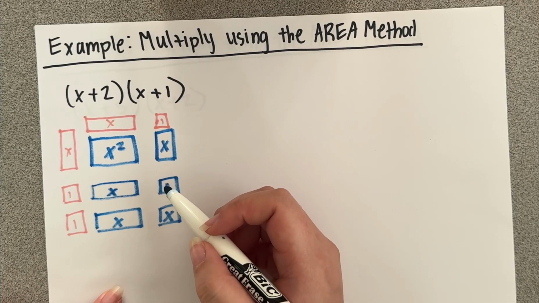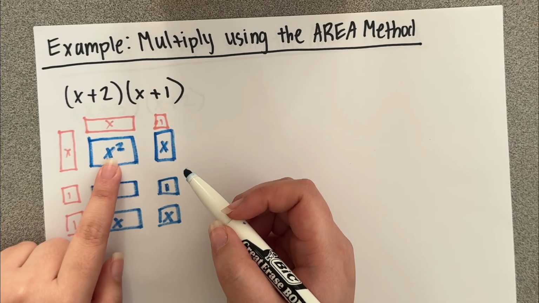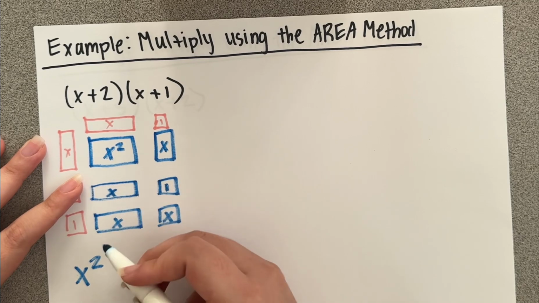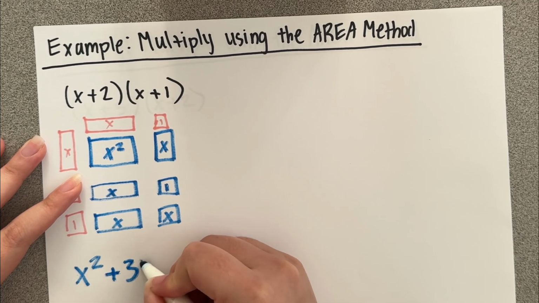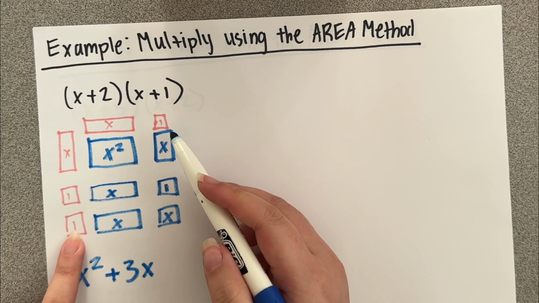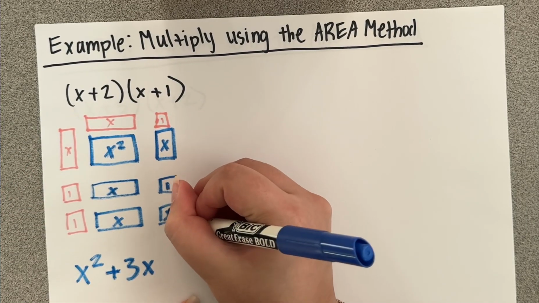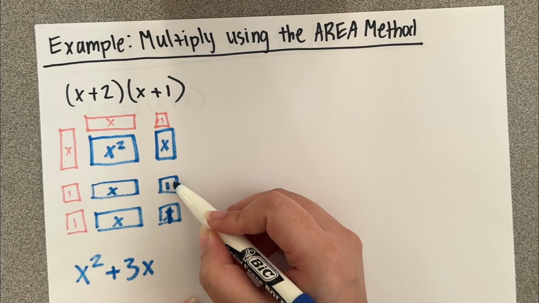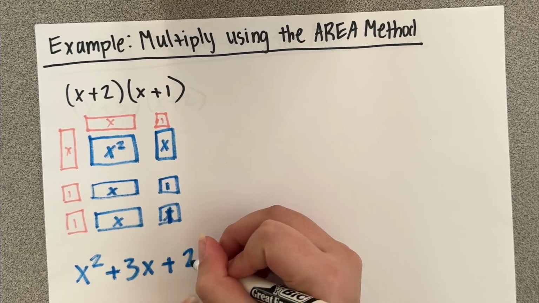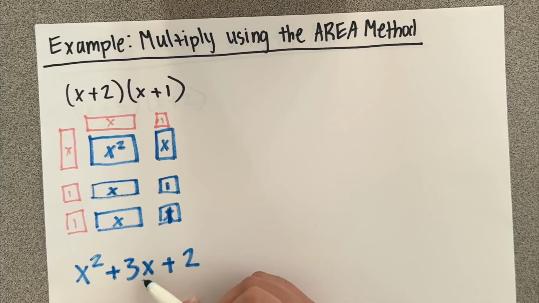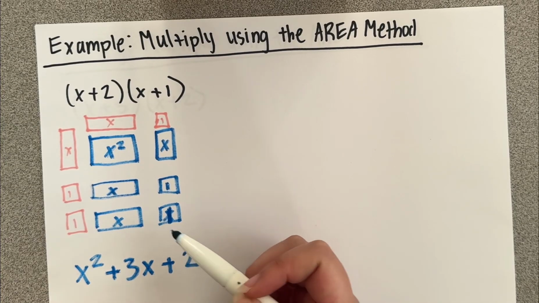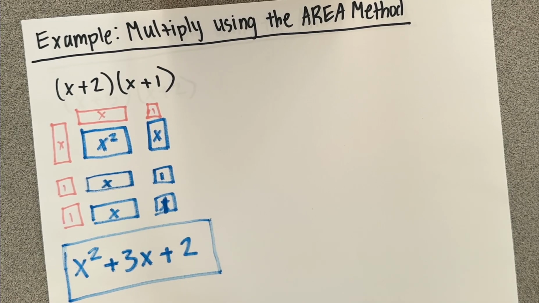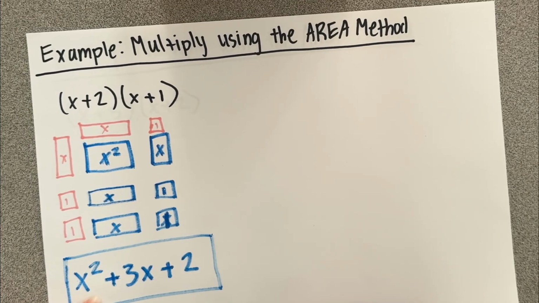So as you can see here, now we're going to add up all the blue. So we have an x squared. And how many x's do we have? 1, 2, 3. So we're going to do plus 3x. Oops, I made a mistake. This is 1 times 1. This is supposed to be a 1 instead of an x. And then now we have 2. 1 plus 1, that's 2. So our answer is x squared plus 3x plus 2. So that's our answer.